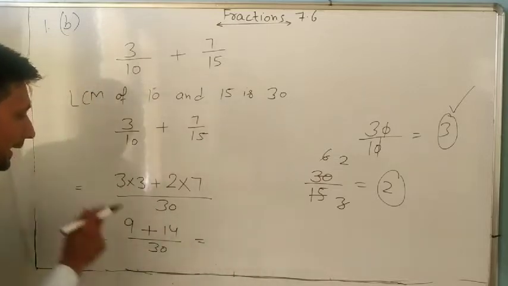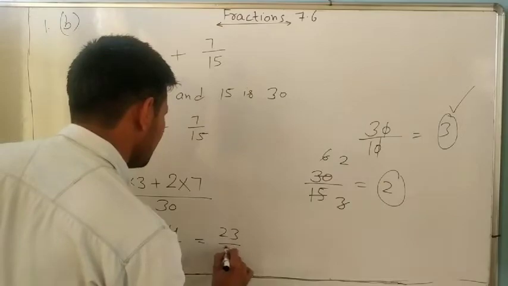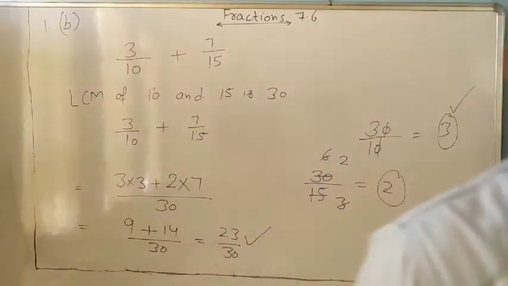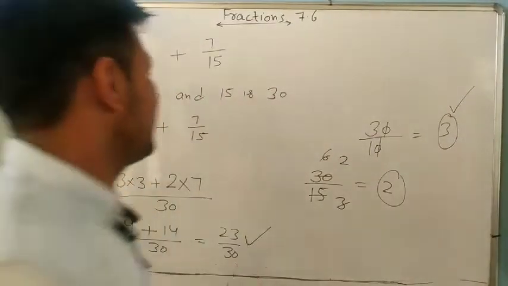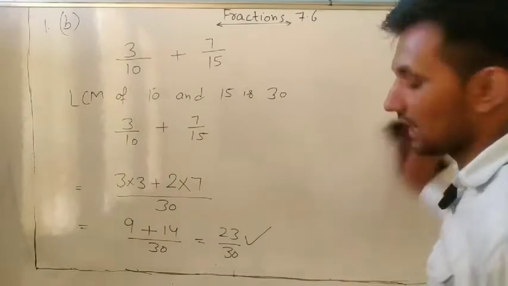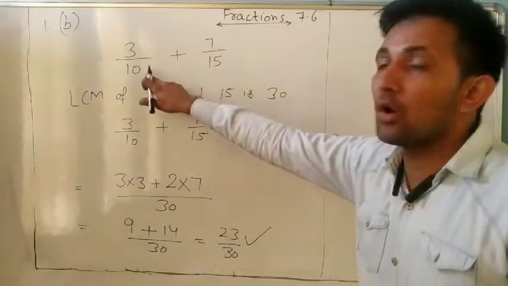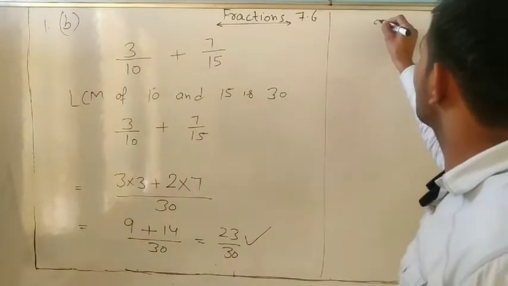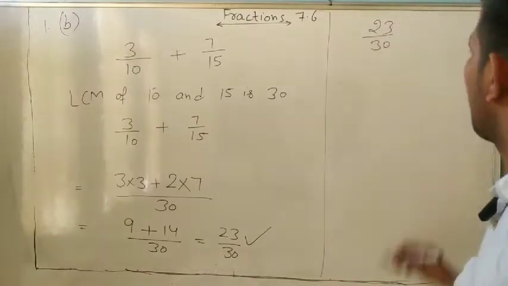Now 9 plus 14 is 23, divided by 30. So it is our answer. You can write it like this in the question, or you can write it in mixed fraction also, if the examiner asks to solve it and write in mixed fraction. Everyone knows how we will write a mixed fraction.